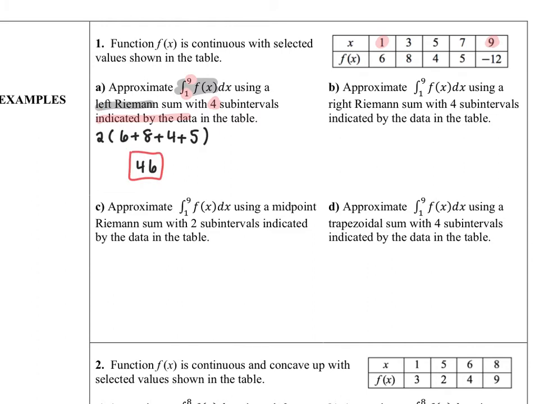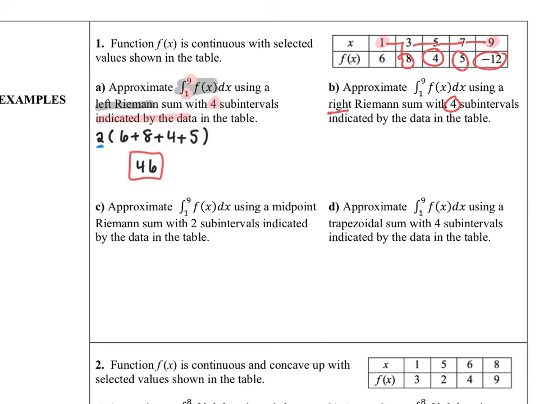So basically I'm doing 2 times 6, 2 times 8, 2 times 4, and 2 times 5. I have just factored that 2 out, and I get an answer of 46. Part B is a right Riemann sum with 4 subintervals. This is going to basically be 2 times 8, 2 times 4, 2 times 5, and 2 times negative 12.